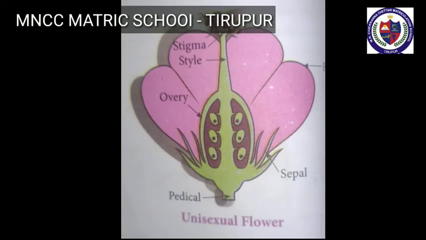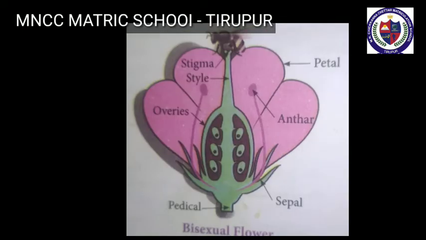Next part is types of flowers. If all the four whorls, calyx, corolla, stamen and pistil are present, then it is called a complete flower. Complete flowers are bisexual flowers. If any of these four whorls is missing, then it is called an incomplete flower. Incomplete flowers are unisexual flowers.